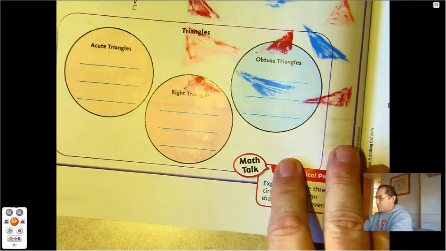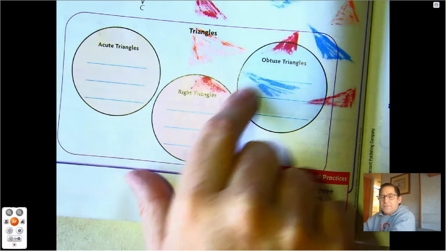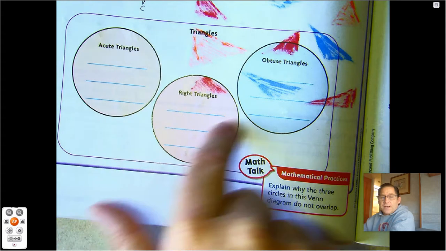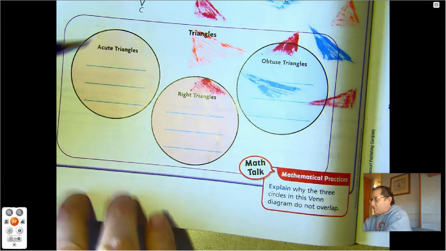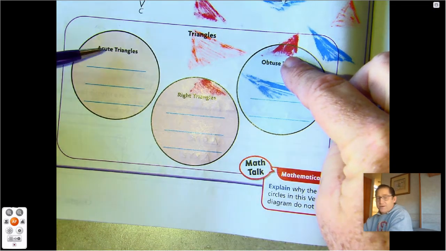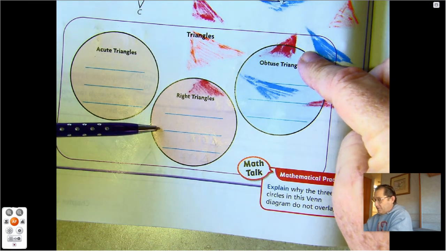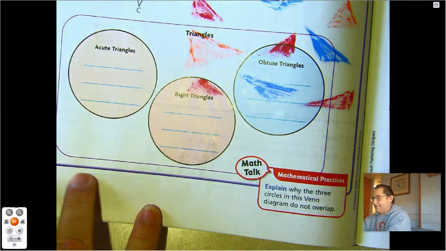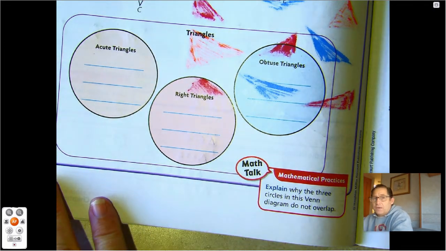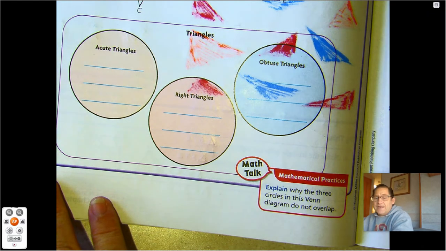So typically we'll see a Venn diagram with the circles overlapping in the middle. But these will not overlap because you cannot be an acute triangle and a right triangle at the same time. You cannot be an obtuse triangle and an acute triangle at the same time. You can't be an obtuse triangle and a right triangle. So these are all three different ways. There's only three names for triangles, and you can only have one of those names at a time.